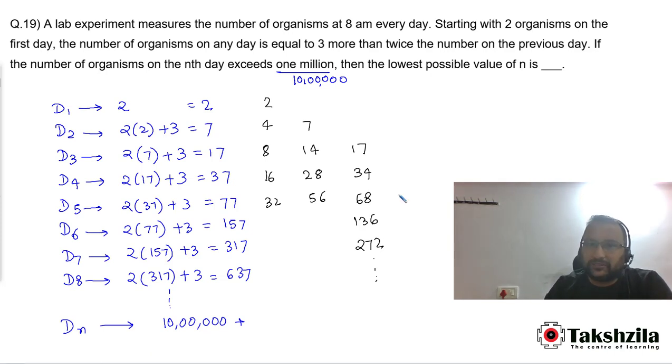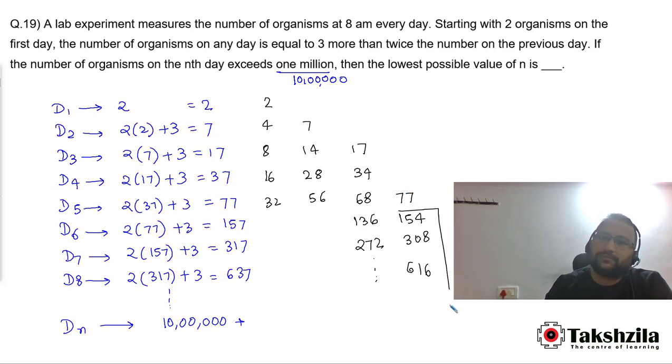Let's start from this. 77, double of 77 is how much? 154. Double of 154 is 308. Double of 308 is 616. Okay. So let's start neglecting +3 from day 5 onwards. From day 6 onwards. Okay. So approximately यहाँ पे आंसर आ जाएगा because +3 will not make a difference in the later days.